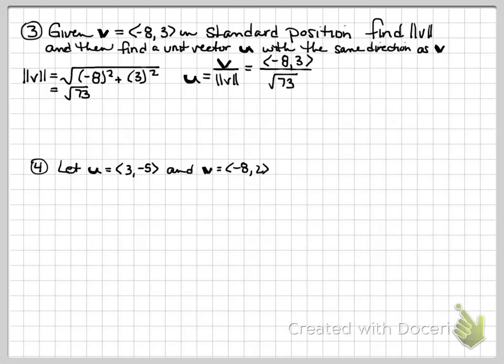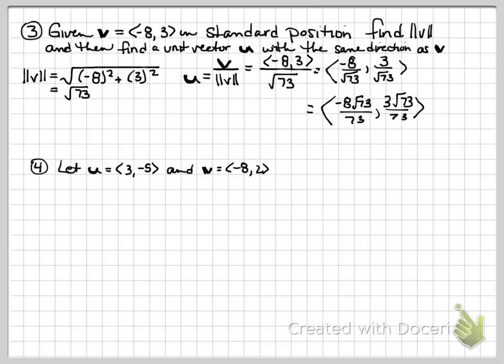Okay? All we have to do now is apply that square root to both of the components, and we end up with <-8 over the square root of 73, 3 over the square root of 73>. Rationalize your denominator, and our unit vector is <-8 square root of 73 over 73, 3 square root of 73 over 73>. Okay? And there's our vector u. That is a unit vector that is going in the same direction as v.